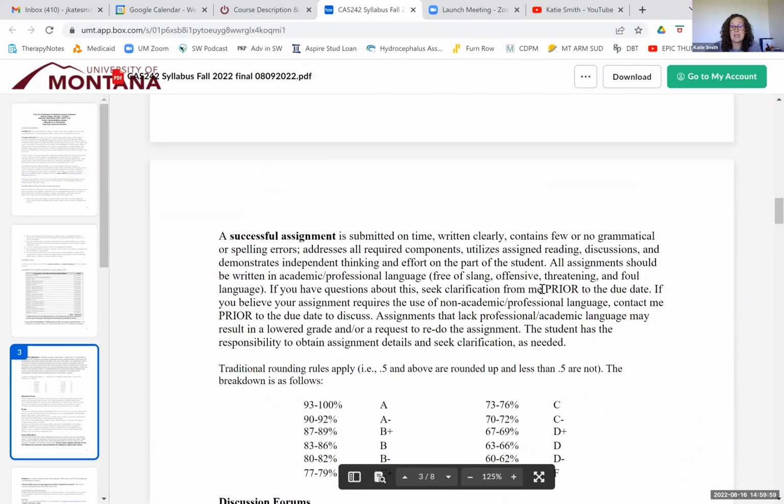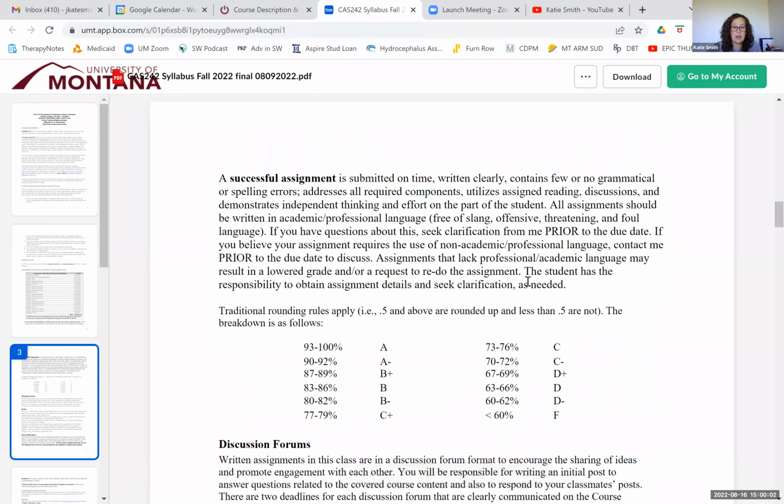I talk about what a successful assignment is in another video, so I just want to let you know that this is an excellent guideline for how to write a successful assignment, how to write a successful email, all of those things. If you have questions about what do you mean by academic language or professional language, drop me an email, or use the homepage forum. We're all learning this together. I don't expect you to have this down yet. That's what we're doing in this course, we're working on that together. So you're going to get feedback on it, and if you have questions about it, ask me. That's what we're here for. I want to give you that feedback.